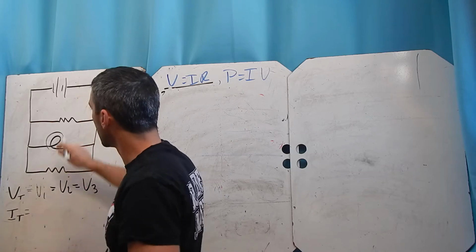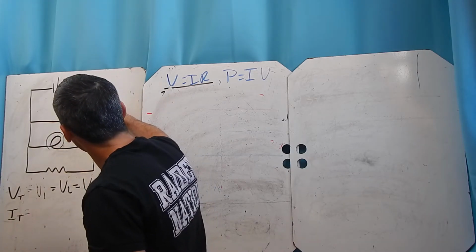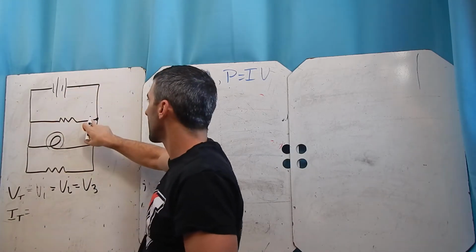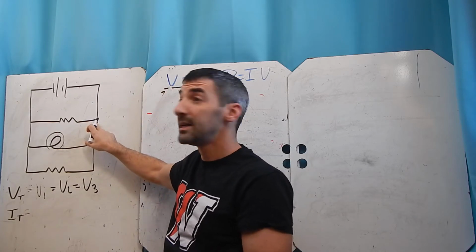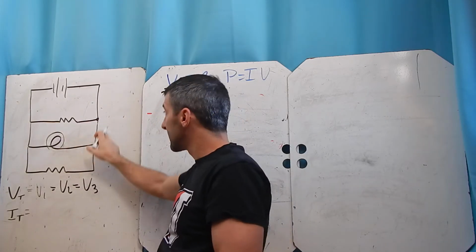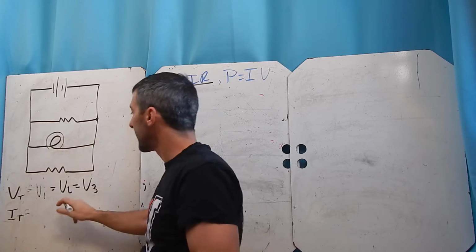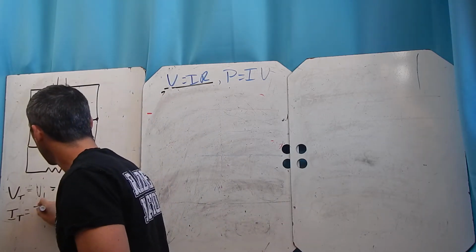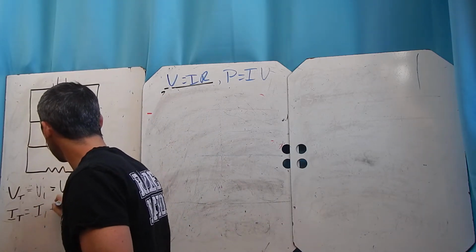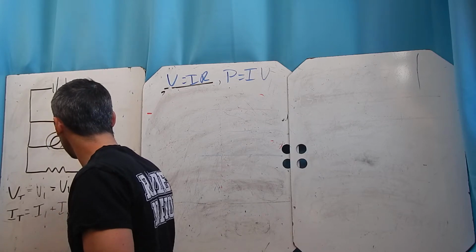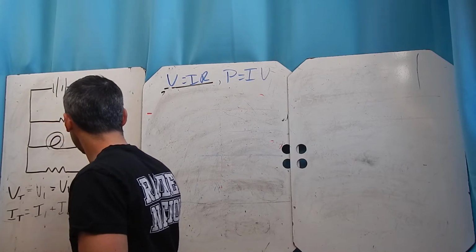My current rule, that's a little different now, right? Because current is the actual electricity. So when the current gets to this junction point, some can go that direction, some keeps going down. So my current adds up: I1 plus I2 plus I3, etc.